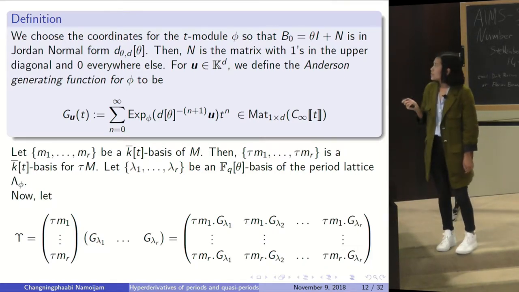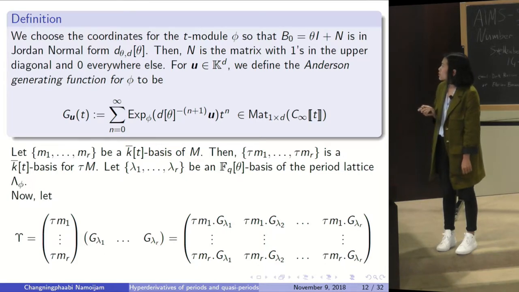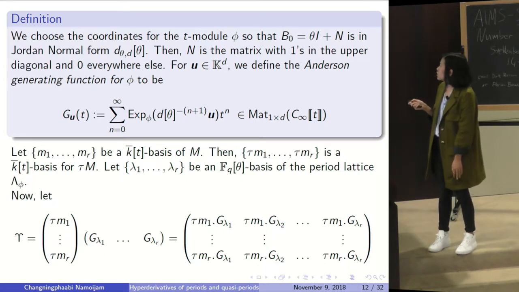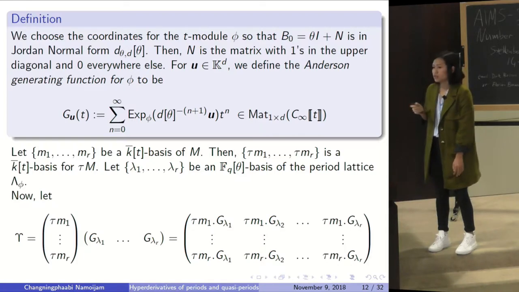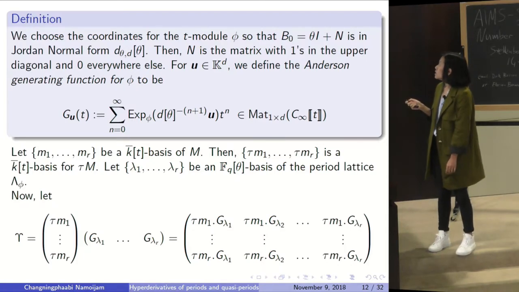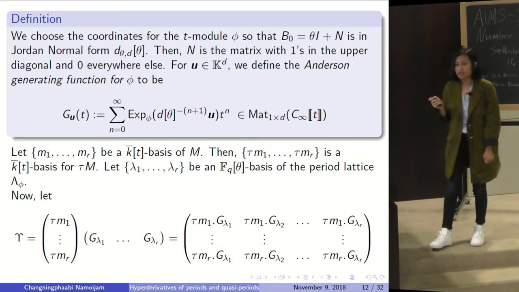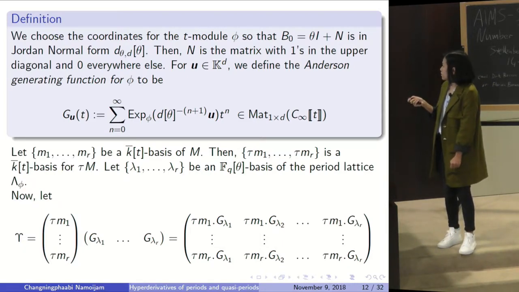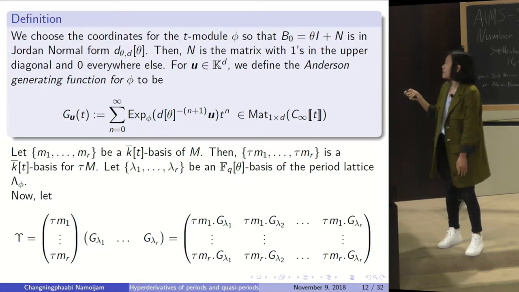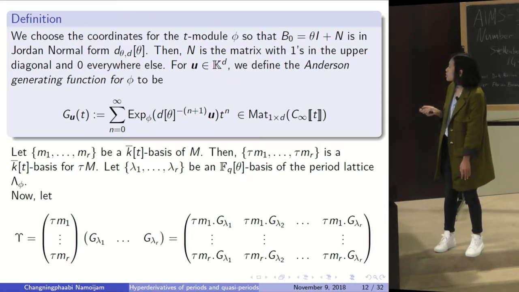Okay. So we want to define the Anderson generating function for a t-module phi. For this talk, I want to stick to a t-module such that my B0, which is the matrix of constant terms, is theta I plus N, where N is the matrix with 1 in the upper diagonal and 0 everywhere else. Then I define the Anderson generating function in this way: the exponential function applied to, when I say d phi of theta, it actually is B0, because it's the same as theta in the diagonal and 1 in the upper diagonal.